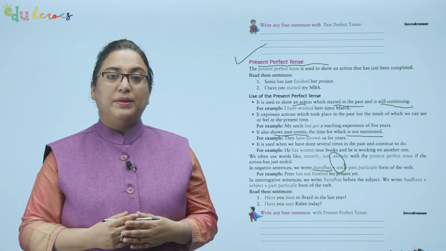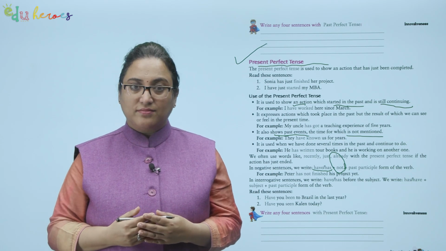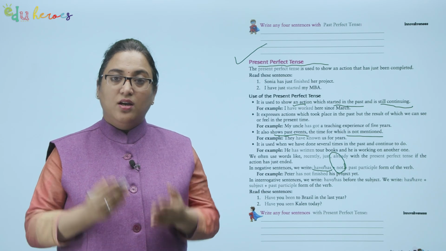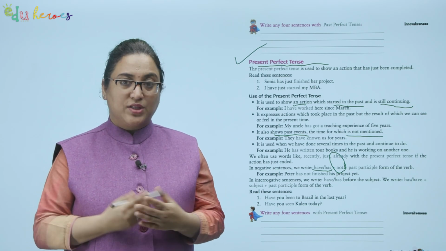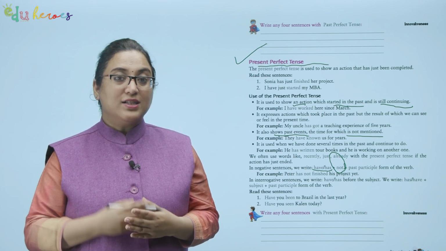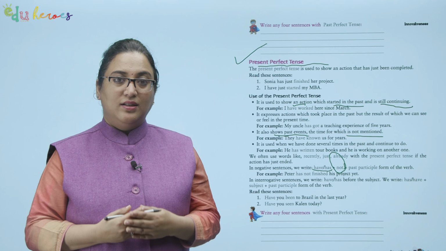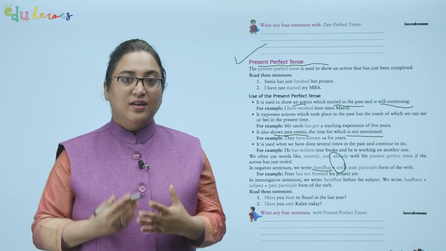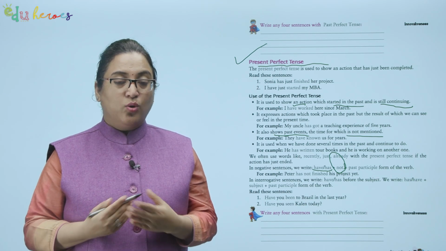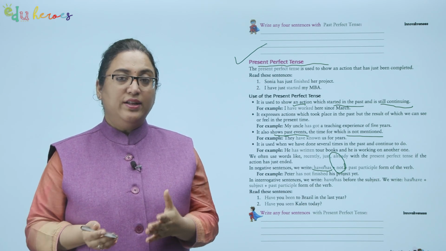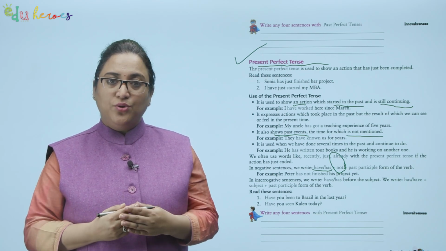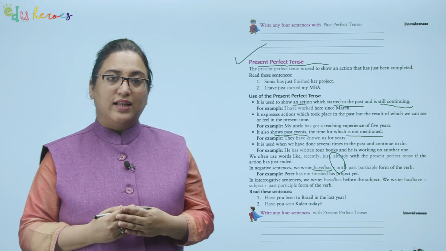For example, Peter has not finished his project yet. While in interrogative sentences we write has, have before the subject, whatever the subject is. We write has, have plus subject plus past participle form of the verb. Like, have you been to Brazil in the last year? Or have you seen Callan today? Both are interrogative sentences, but we begin with either have or has. Here is a short exercise for you to practice the present perfect tense.